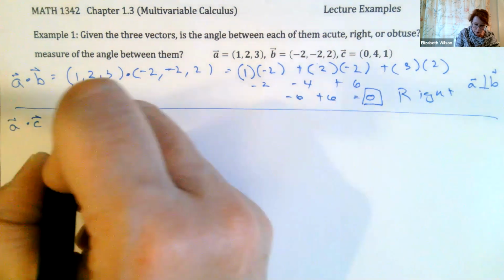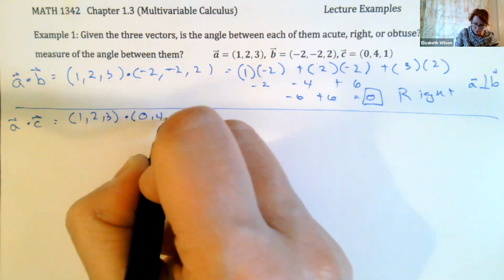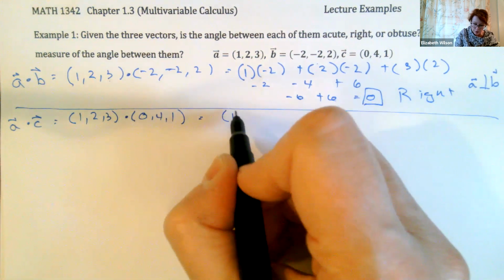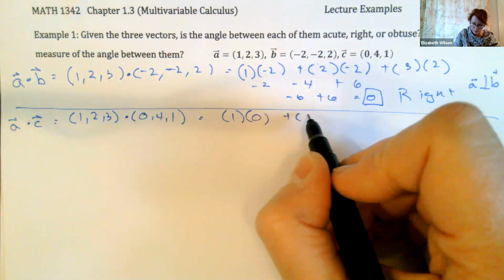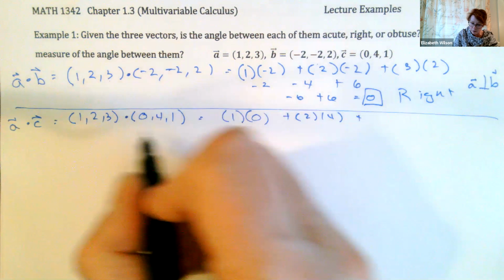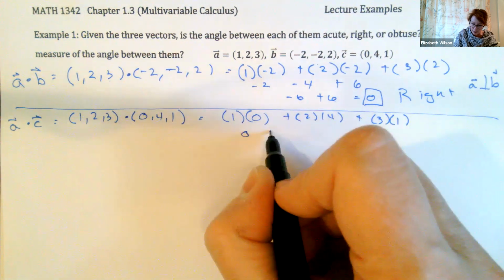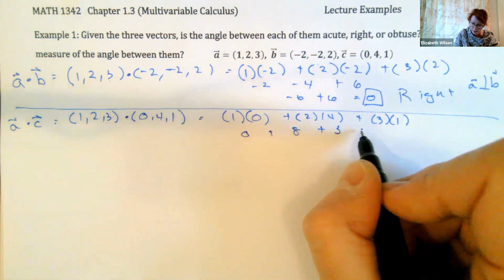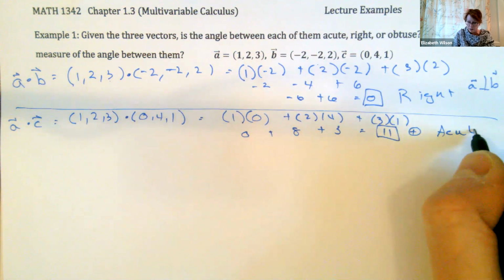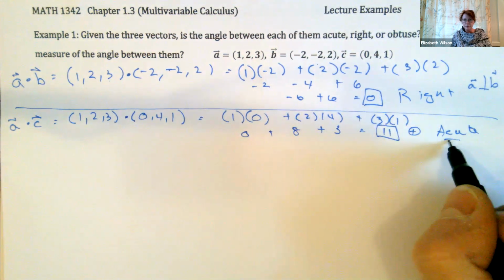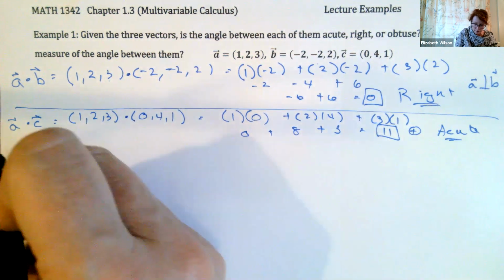So I'm going to go A dot C: 1, 2, 3 dot 0, 4, 1. So 1 times 0, see how I do the x's, and then the y's, and then the z's. Okay, so this is going to be 0 plus 8 plus 3. So this is positive 11, positive, which means the angle between A and C is acute. We'll calculate these angle measures in just a minute.